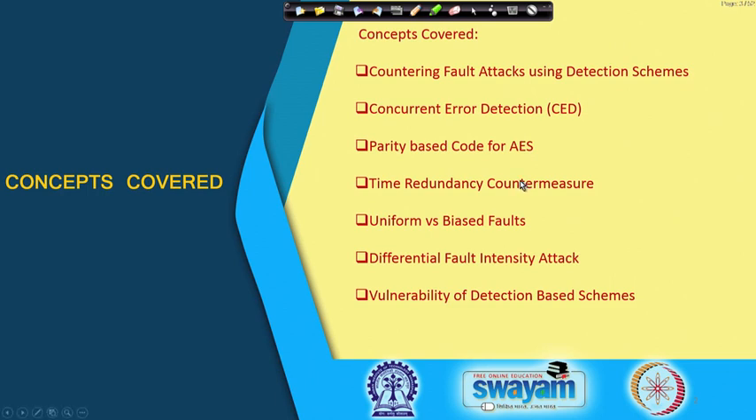And motivated by this model of biased fault attacks, we shall be defining something called differential fault intensity attack, which is another class of fault attacks. And finally, we shall be discussing the vulnerabilities of detection based schemes versus DFIA kind of attacks.